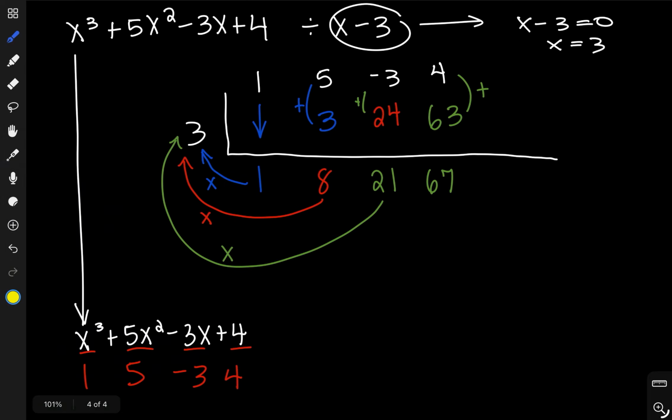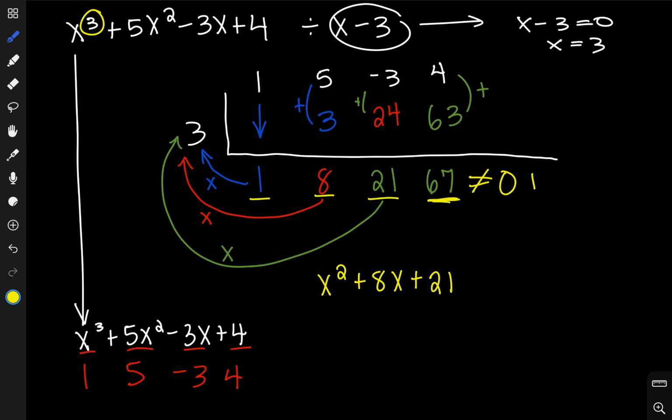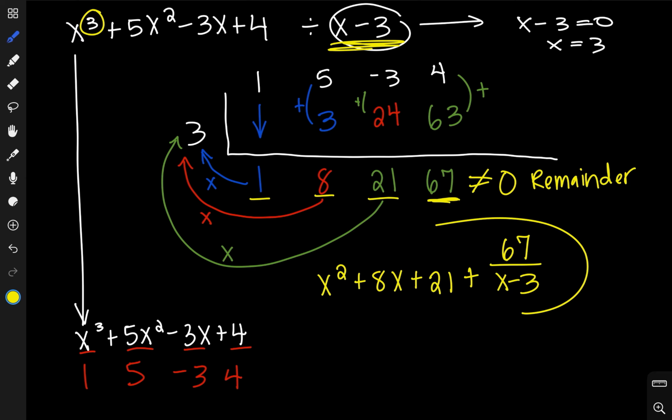Okay, and now we're going to format it. We start off with 3, so that means our answer is going to be to the power of 2. I mean, the leading degree is going to be 2. We're going to start here. Give me x squared over here plus 8x over here plus 21. And since this number is not 0, then it's our remainder. Okay, now we're going to format it like usual, plus 67 over x minus 3. And that is your answer.